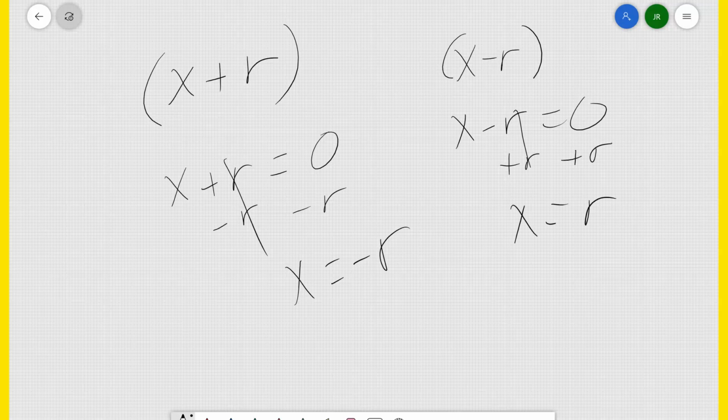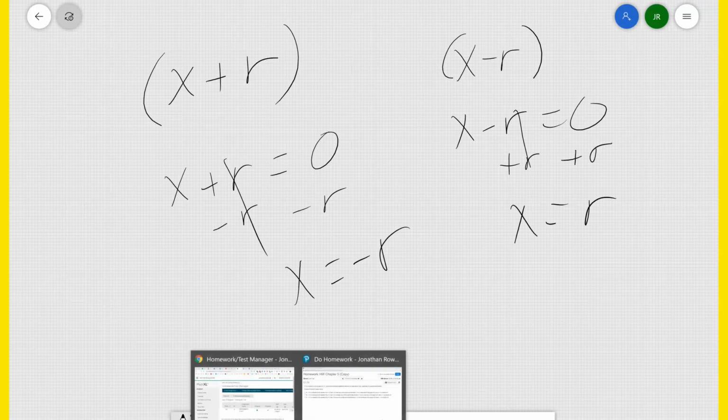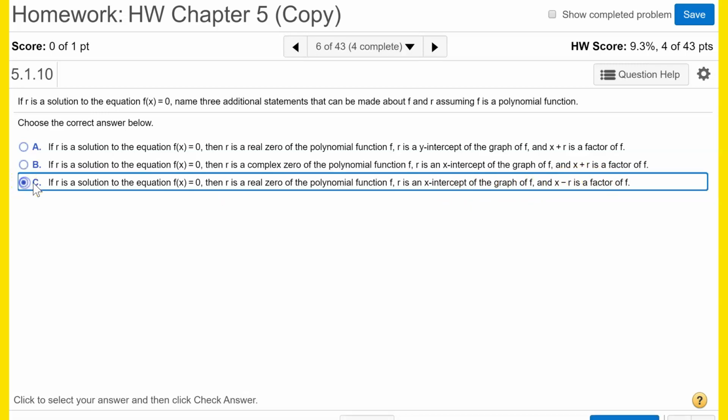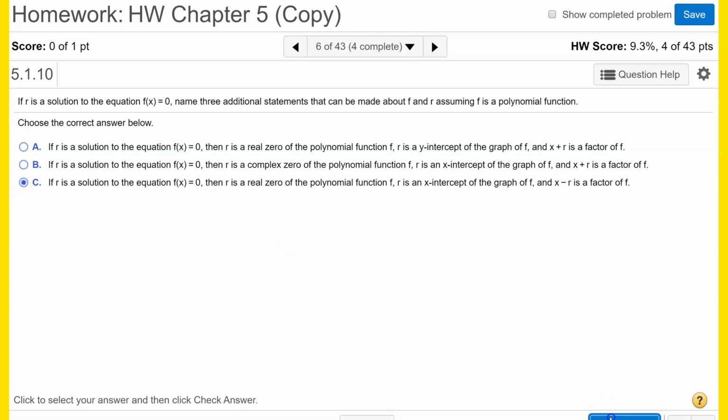So let's go back to our problem, and let's read choice C again. If r is a solution to the equation f of x equals 0, then r is a real zero of the polynomial function f. That's right. R is an x-intercept of the graph of f. That's right. And x minus r is a factor of f. That is right also. Choice C is what we want there.